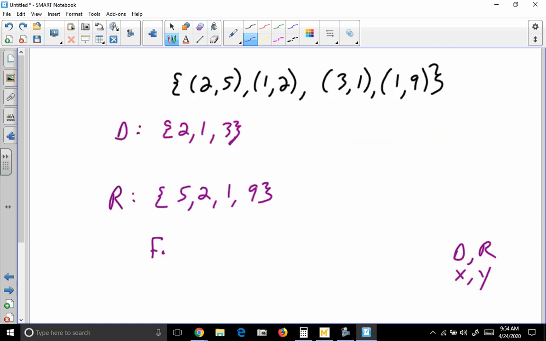Now, if we look at this one, we have a 1 going to a 2. We have a 1 also going to a 9. So if one x value relates to two different y's, it's not a function. So that one's not a function.